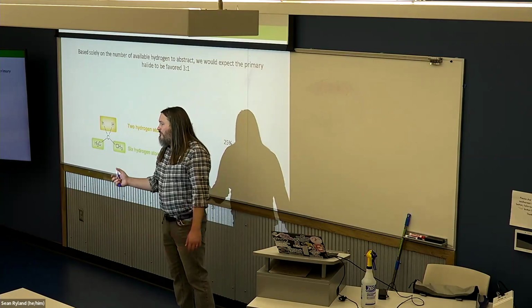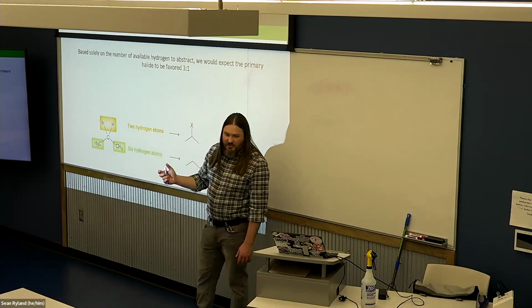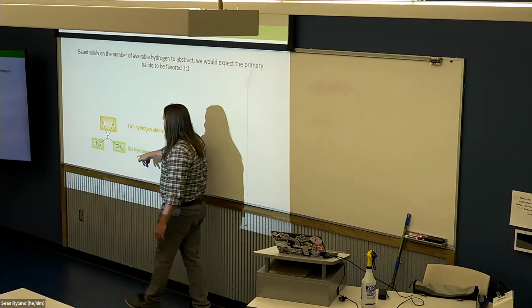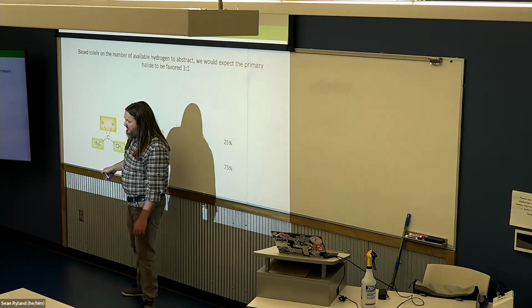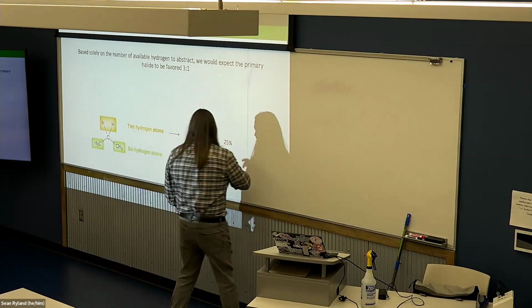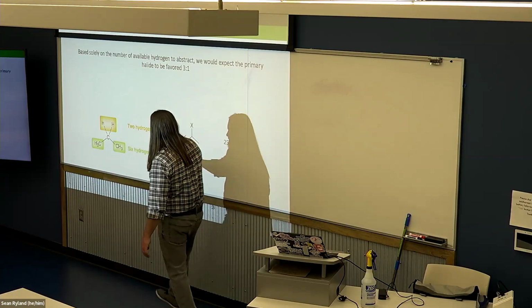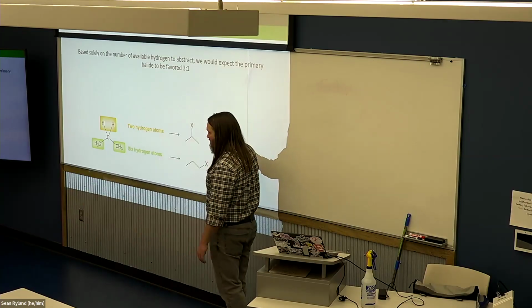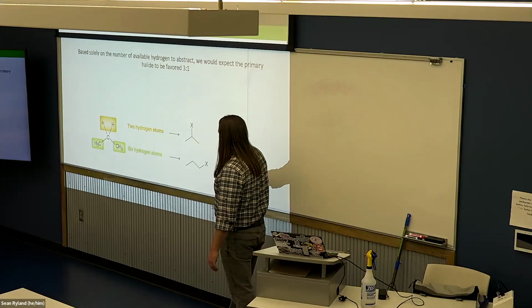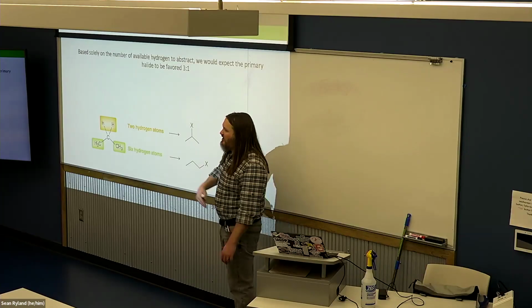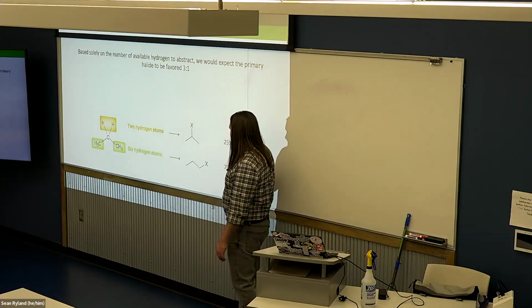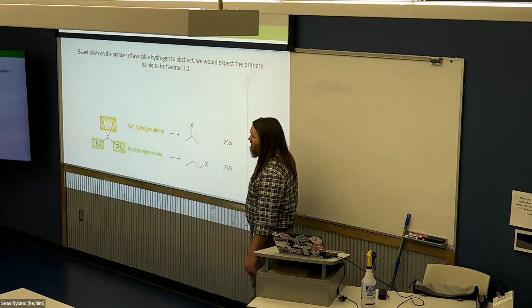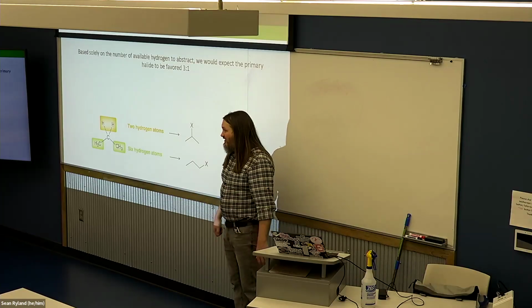But we already know, because we looked at those bond dissociation energies, these hydrogens are not all identical. So just from the statistics, there's a total of 8 hydrogens you can grab. 2 of them give the 2-chloro, 6 of them give the 1-chloro. If it was just the statistics, we'd expect to see relatively close to that ratio, 75 to 25.